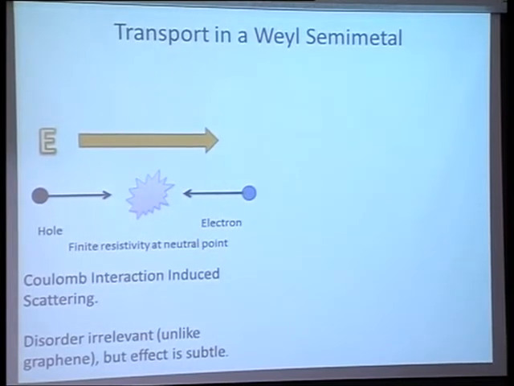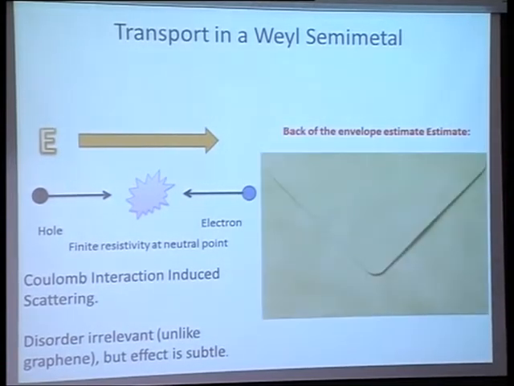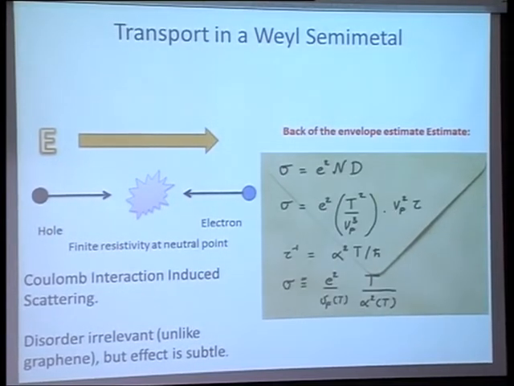So you can make a back-of-the-envelope calculation for this effect. Okay, so there's the envelope. Let's make a quick calculation for what would happen. You have conductivity given by density of states times the diffusion constant. You can estimate the density of states. It goes as the square of the temperature for this particular density of states. The diffusion constant has got a relaxation time appearing.